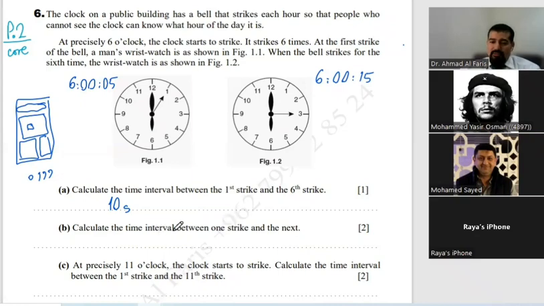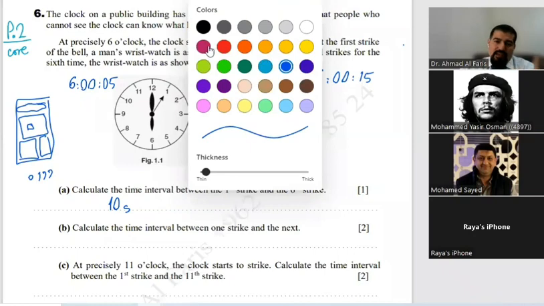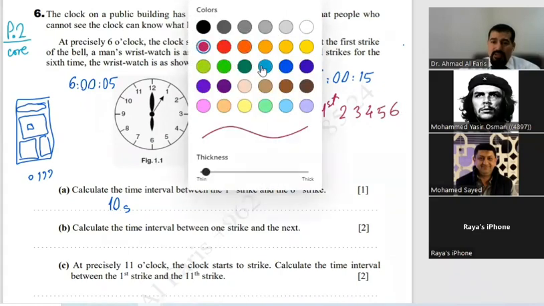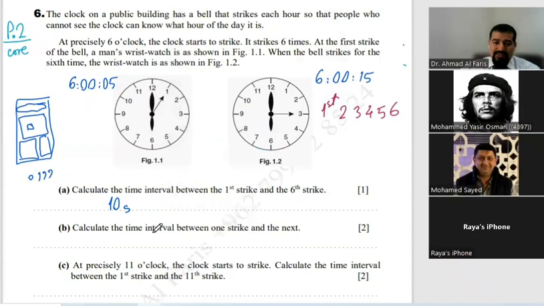Calculate the time interval between one strike and the next strike. Now look here. How many times does this clock strike? It strikes 6 times, right? First strike, second, third, fourth, fifth, and sixth strikes. What is the question asking for? The question asks about the time interval between the first strike and the sixth strike. If I have a stopwatch and I start the stopwatch, I will not start from this time. I'll start from 0, right?